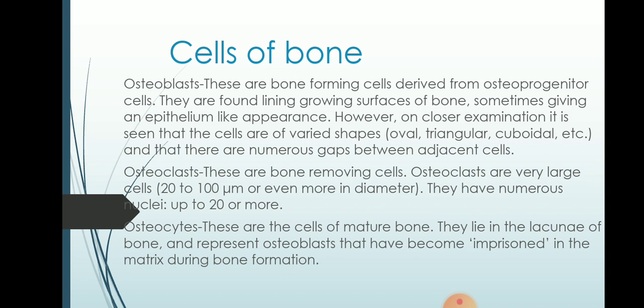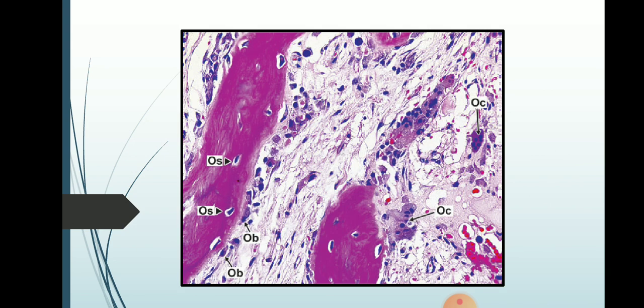Cells of bone. Osteoblasts. These are bone forming cells derived from osteoprogenitor cells. They are found lining growing surfaces of bone. Osteoclasts are multinucleated giant cells which are very large cells, and they have numerous nuclei, up to 20. Osteocytes are cells of mature bone. They lie in the lacunae of bone and represent osteoblasts that have become imprisoned in the matrix during bone formation.